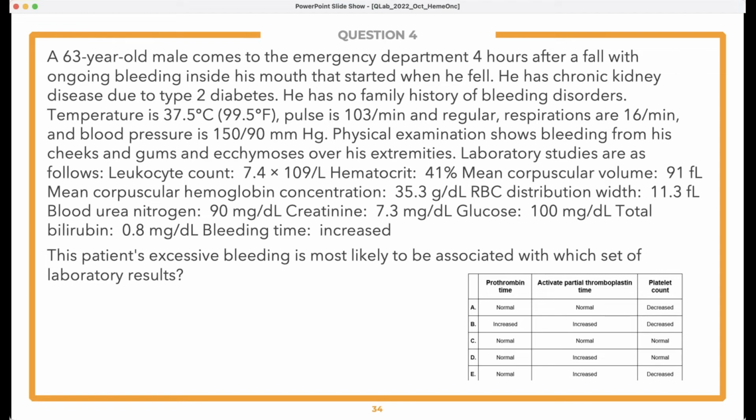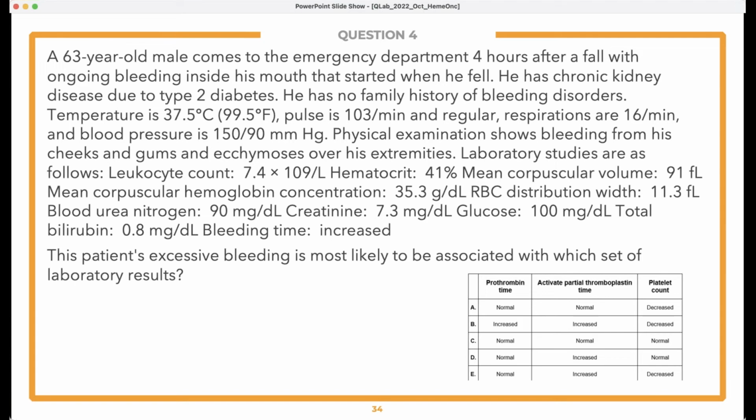So let's read that. A 63-year-old male comes to the emergency department 4 hours after a fall with ongoing bleeding inside his mouth that started when he fell. He has chronic kidney disease due to type 2 diabetes. He has no family history of bleeding disorders. Temperature is 37.5, pulse is 103 and regular, respirations are 16, and blood pressure is 150/90. Physical examination shows bleeding from his cheeks and gums and ecchymosis over his extremities.